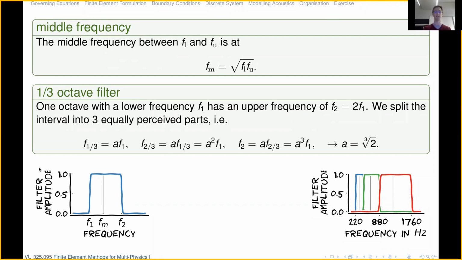Here are the relations, how you can compute the frequency spacing, and you can design so-called octave filters by computing these frequency differences. So here is the filter for a full octave, for example, the first octave from 220 to 440 hertz, and again a factor of 2, 440 to 880, and then another factor of 2 for the third octave.